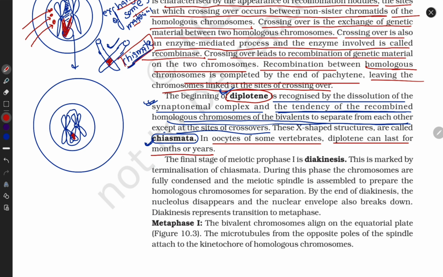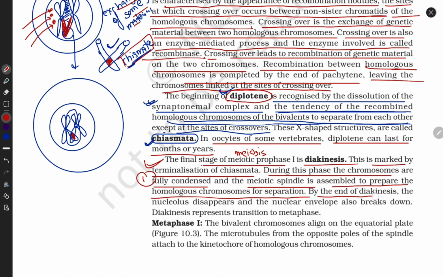Okay. The final stage of meiosis, guys, don't be confused: diakinesis. This is marked by terminalization of chiasmata. During this phase, the chromosomes are fully condensed. The meiotic spindle is assembled to prepare the homologous chromosomes for separation. By the end of diakinesis, the nucleolus disappears and the nuclear envelope also breaks down. Diakinesis represents the transition to metaphase.